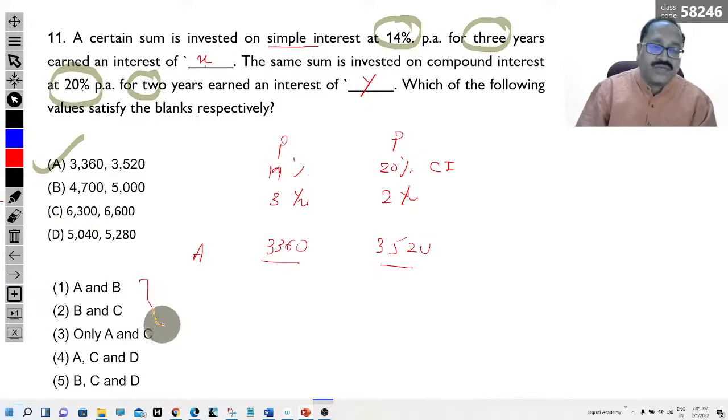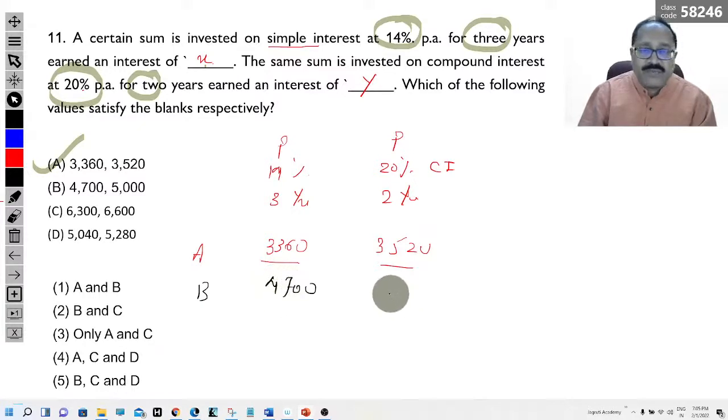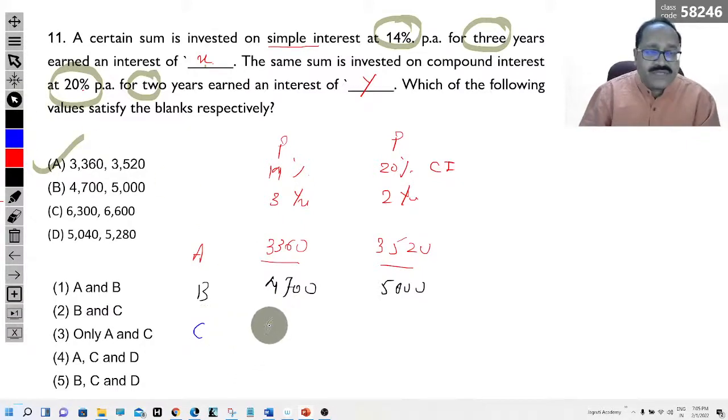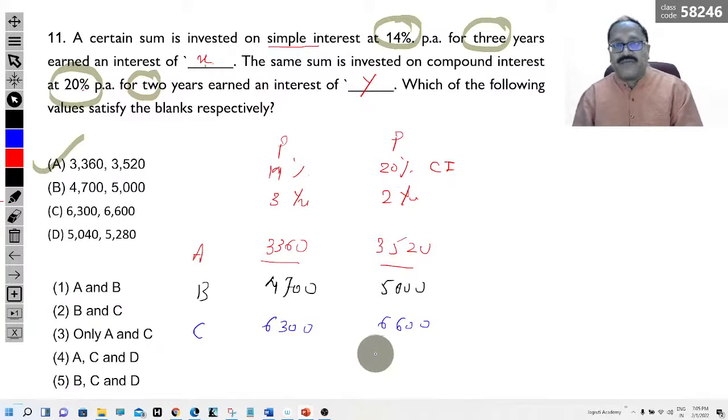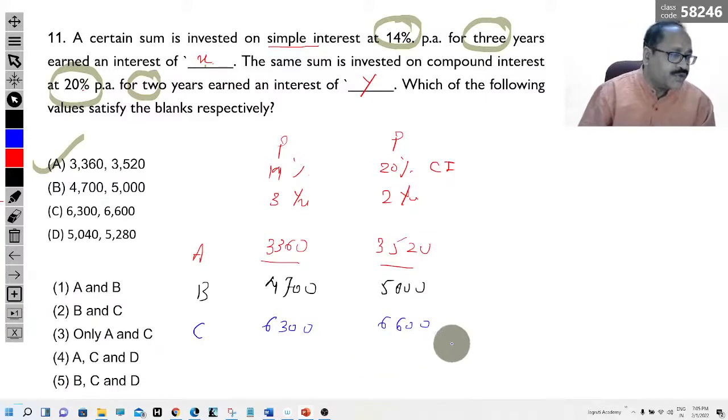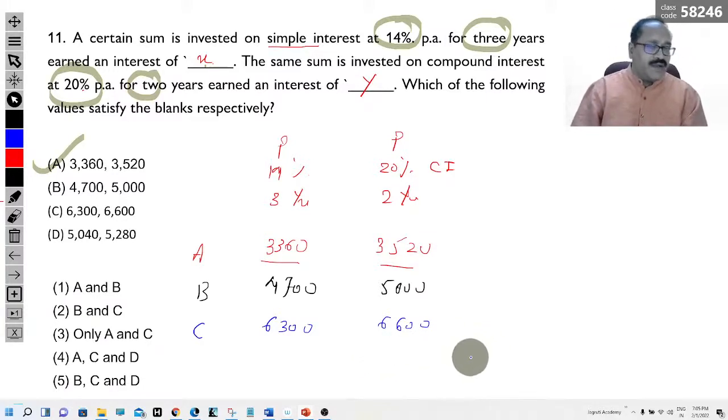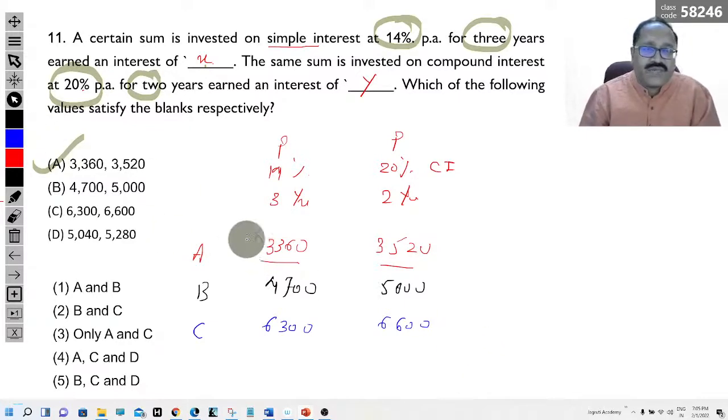When I look at the option choices, there are multiple options. The same way I need to check B also. If the first one is 4,700, will the second one be 5,000? Is it satisfying or not? The same way I'll verify C also. If this is 6,300, will this be 6,600? Does it satisfy or not? Come on, my friends. We will be able to do it. Let's try this. Shall I check the first one?